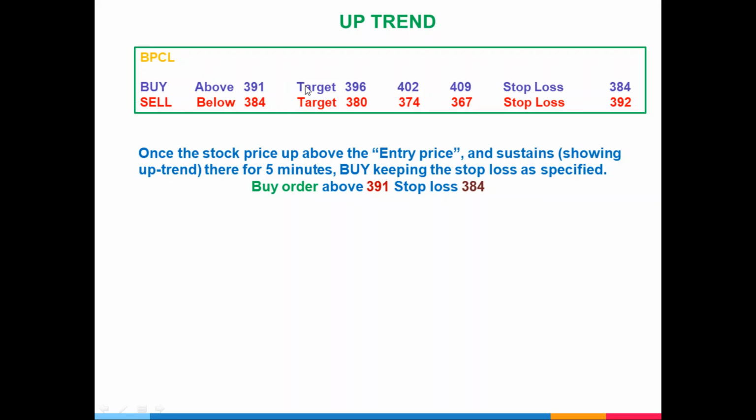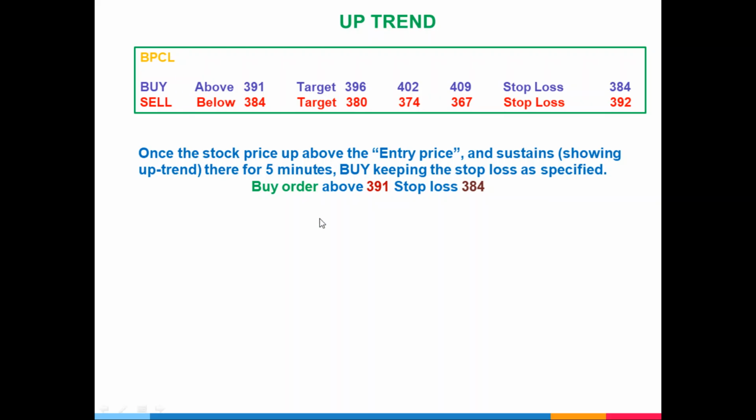Suppose the stock is at 395 or 394, you can enter a buy order and wait for the first target, second target and third target. You need not wait for it to come back to 391. When we are giving a level above that level, the stock would be positive. That doesn't mean exactly at that point, 391, that the stock would be positive. That is not the meaning. Above that point, above 391, the stock would be positive. So I will take a buy call from here.